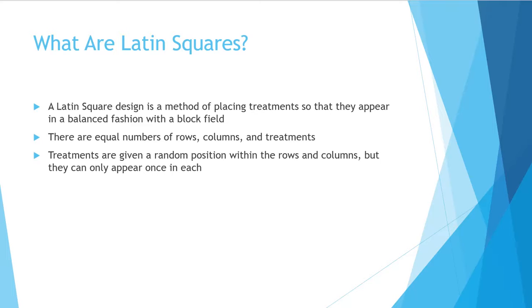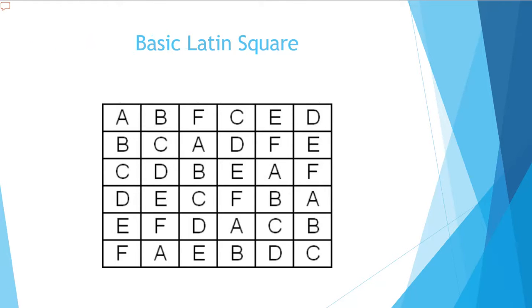It is interpreted visually by an n number of rows and columns arranged in a square layout. An n number of unique treatments is allowed, and none are duplicated in either row or column. Here we have a very basic Latin square design. As you can see, each row and column is filled with different letters that do not repeat.